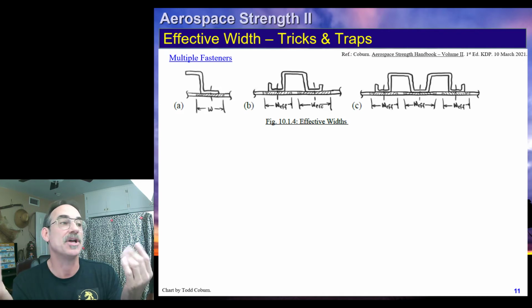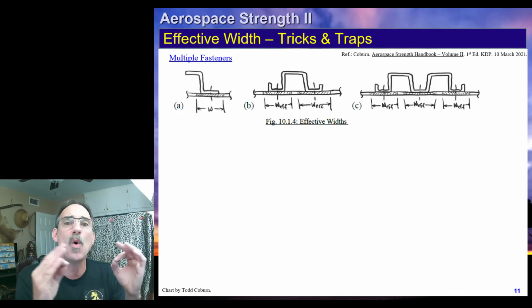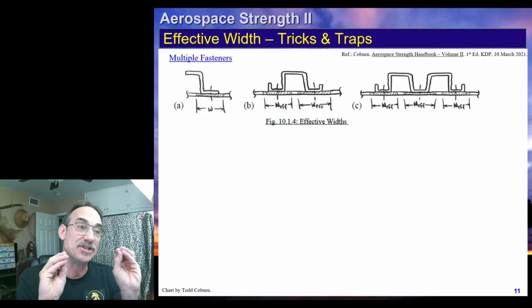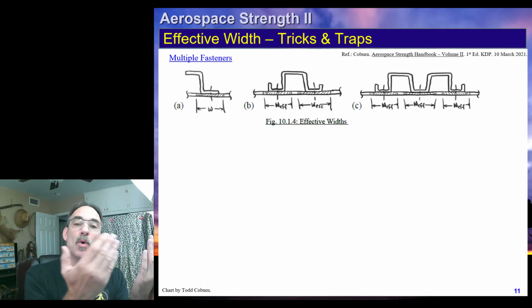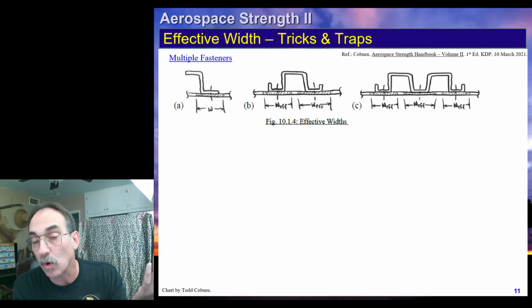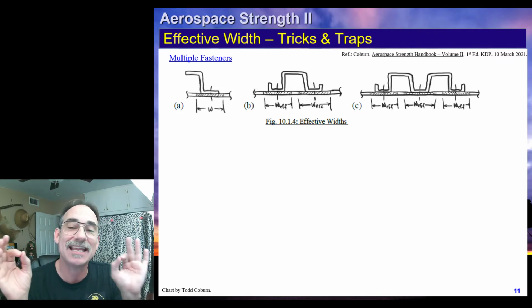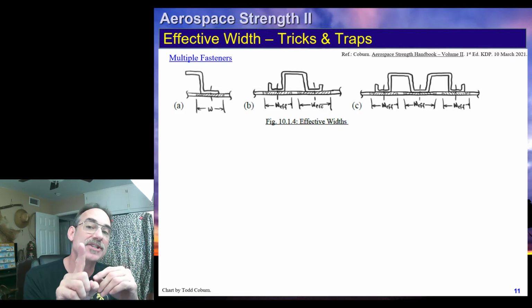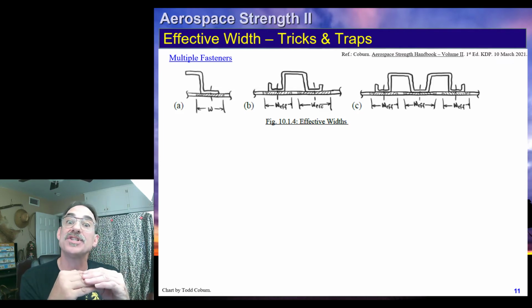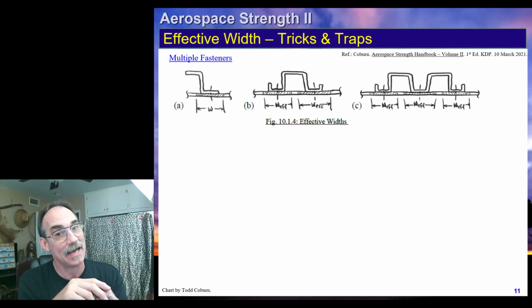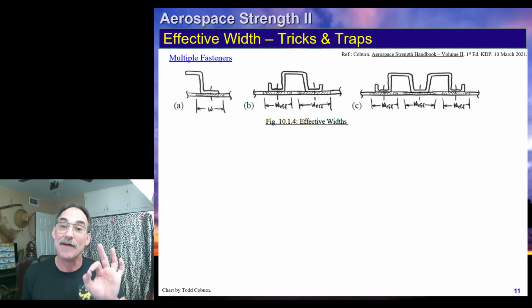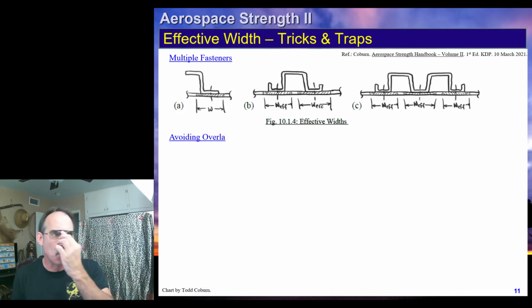Okay? And so whenever we see multiple fasteners, we say, oh, great. That means not only do we have the stringer, but we also have 1 or 2 or 3 or maybe even more times the effective width of skin acting with it, because every fastener through the skin invites more skin to assist. Got it? Now, however, you've got to be a little careful, and here's why.